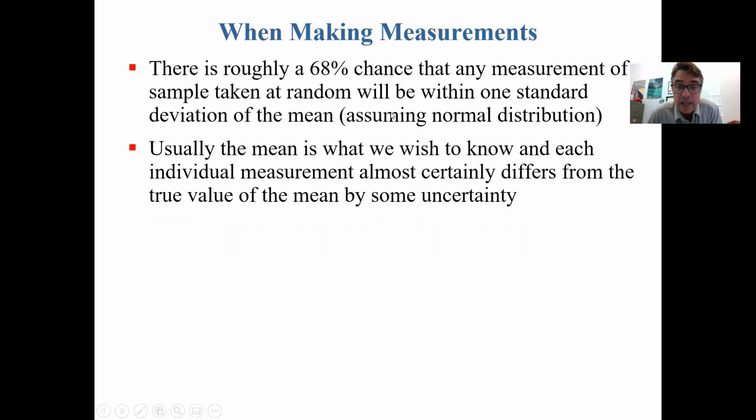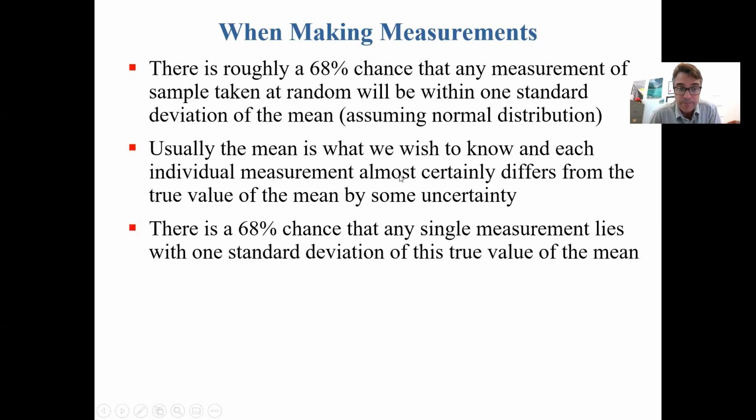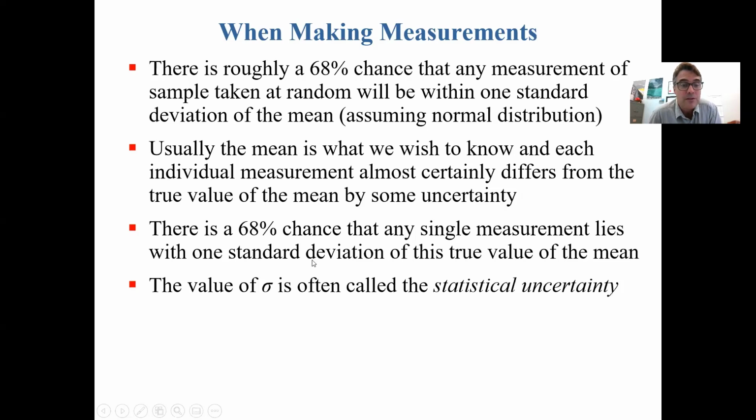Usually the mean is what we wish to know, and each individual measurement almost certainly differs from the true value of the mean by some uncertainty. So there's a 68% chance that any single measurement lies within one standard deviation of the value of this true value of the mean. So the value of sigma is often called the statistical uncertainty, and that's what you put for the plus or minus.